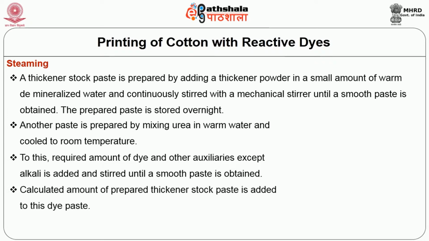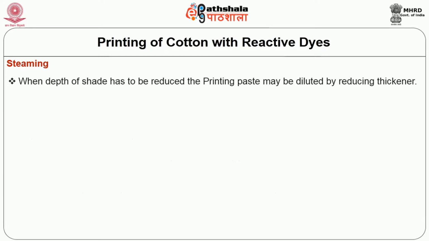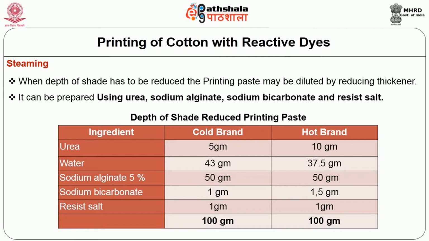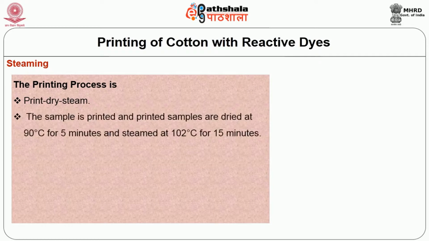A calculated amount of prepared thickener stock paste is added to this dye paste. Alkali is added and mixed just before printing. When depth of shade has to be reduced, the printing paste may be diluted by reducing thickener. It can be prepared using urea, sodium alginate, sodium bicarbonate and resist salt in the proportion shown below. The printing paste is then printed, dried and steamed. The sample is printed and the printed samples are dried at 90 degrees centigrade for 5 minutes and steamed at 102 degrees centigrade for 15 minutes.